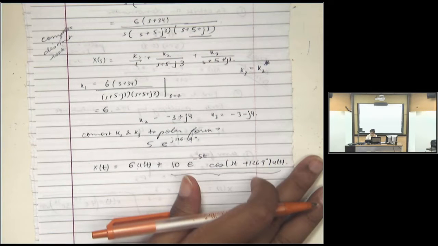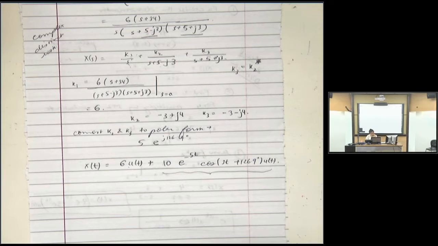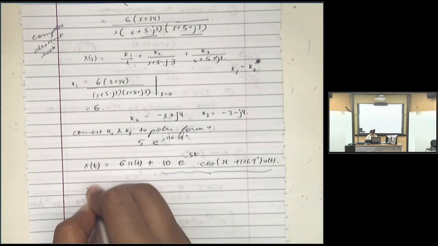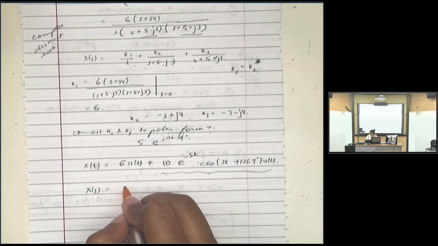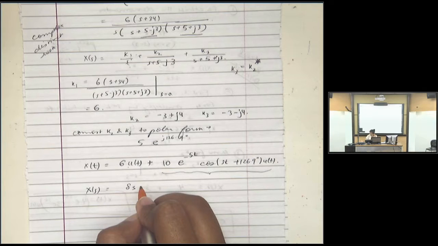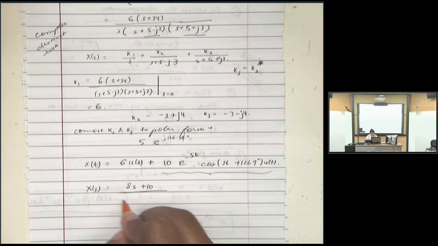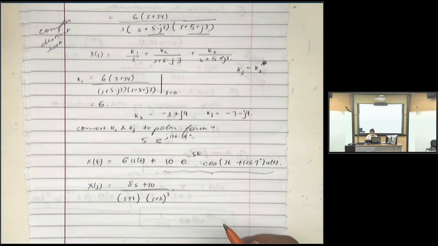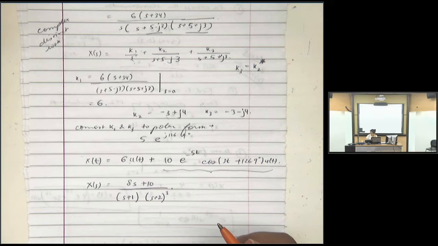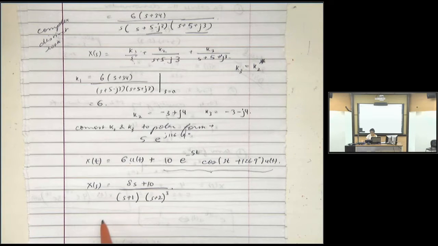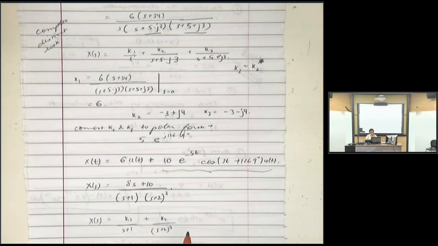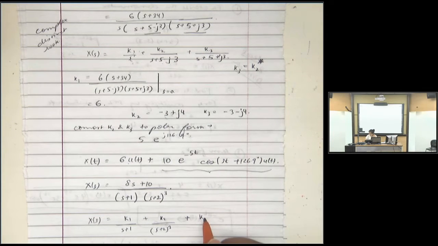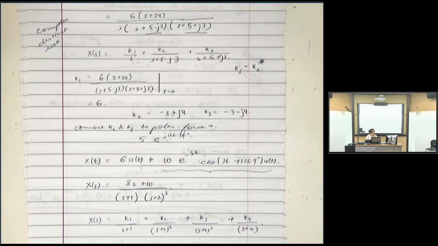Now, this is when we have distinct roots. We can have repeated roots as well. So another case of repeated roots is if we are given X(s) equal to (8s plus 10) over (s plus 1)(s plus 2) cubed. When we write this in partial fraction expanded form, first we'll have k1 over s plus 1, that's standard. Next we'll have k2 over (s plus 2) cubed, that is also fine. Next we will have k3 over (s plus 2) squared and k4 over s plus 2.